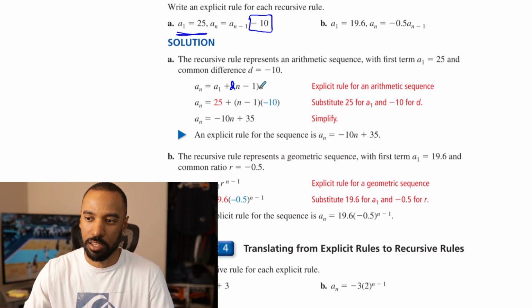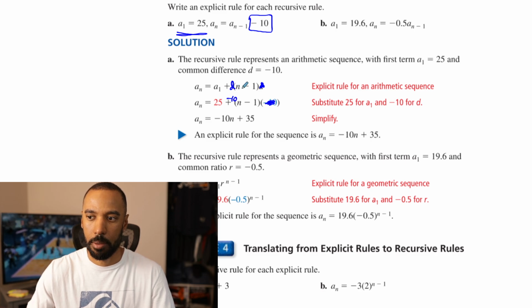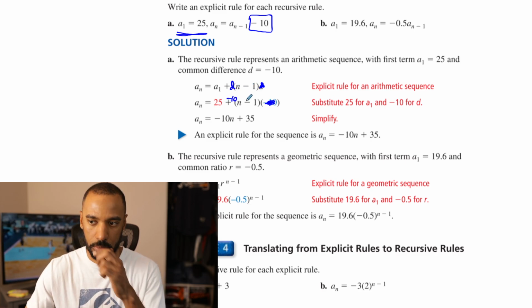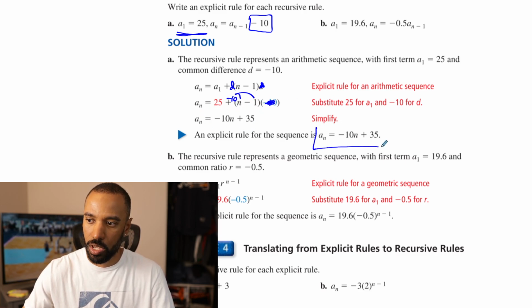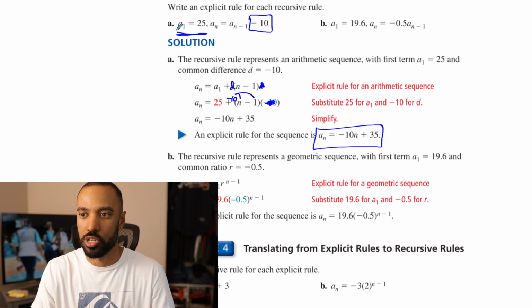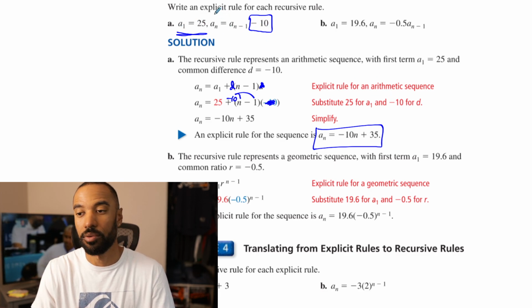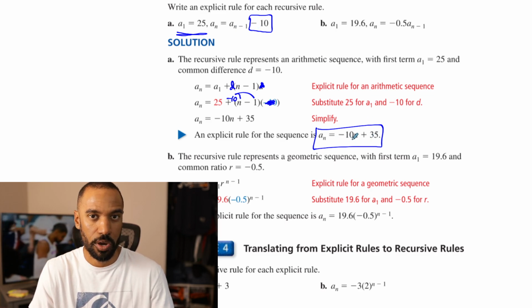Now, I like to put the d in front right there, so negative 10 like that, personally. So you'll see me do it that way. But the first term plus your common difference times n minus 1. They distribute and combine like terms. So here's the explicit rule here. So there's nothing necessarily different that we're doing. We're just noting how the recursive rule is written out, pulling out the information, first term and common difference, and then writing them in as we always did.